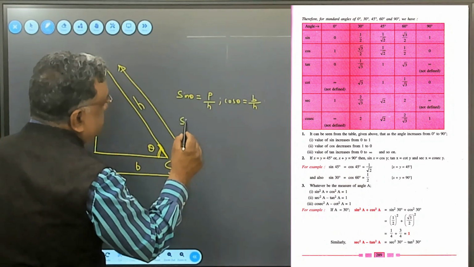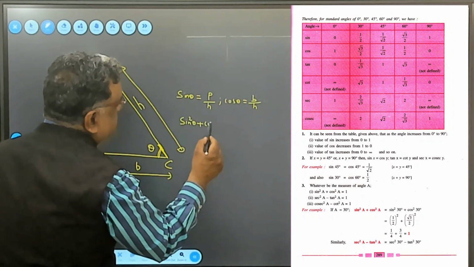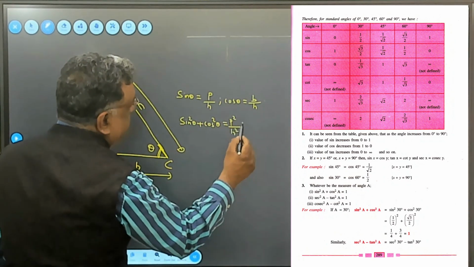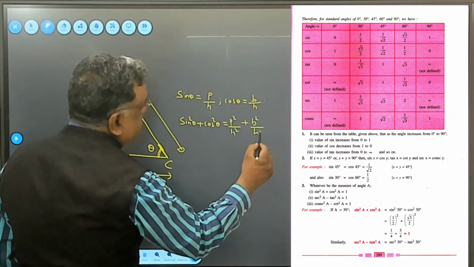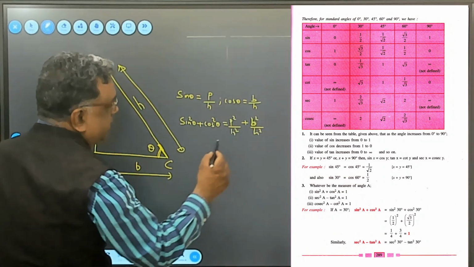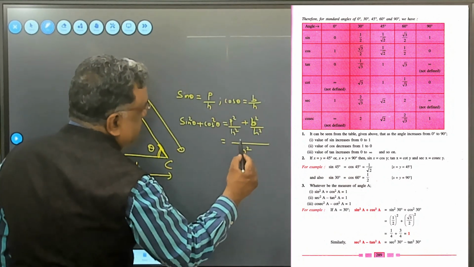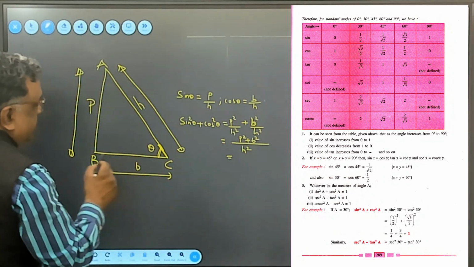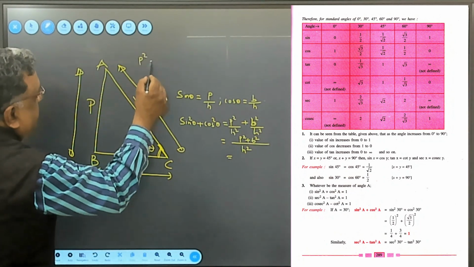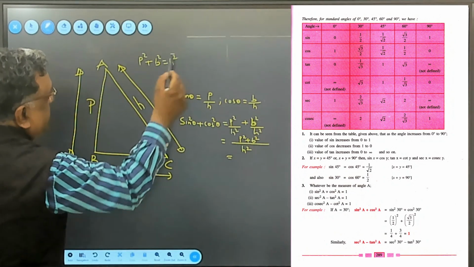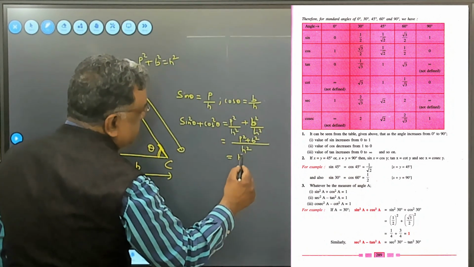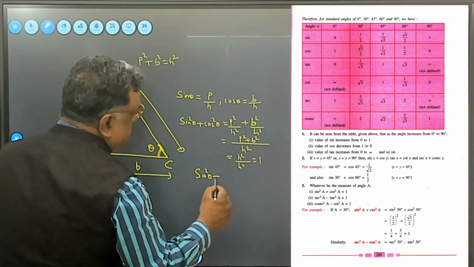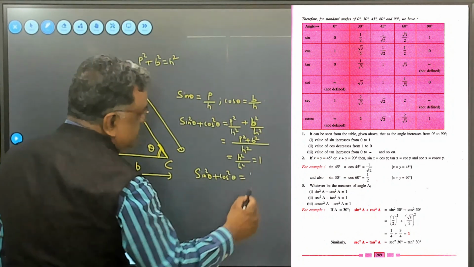So let us say what would be sine square theta plus cos square theta. It will be P square upon H square plus B square upon H square. Yes or no? Now H square is common down. P square plus B square. Now in this right angle triangle, can I say by Pythagoras theorem P square plus B square is H square? So P square plus B square is H square upon H square is 1. That's why sine square theta plus cos square theta is always going to be 1.